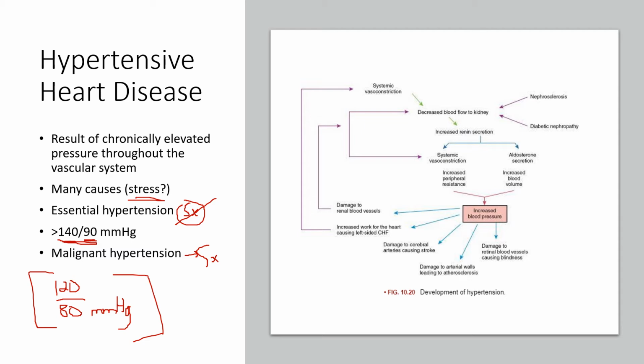So the etiology of both of these conditions is unknown, but this could be due to stress. Stress is thought to be one of the main contributing factors. And again, here on this picture, there's a whole bunch of different conditions that could lead to the development of hypertension.